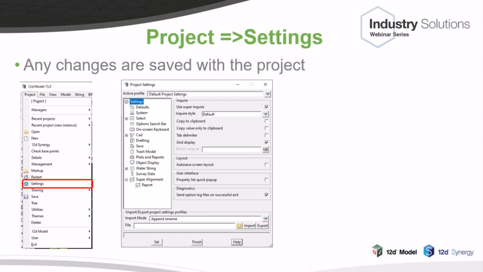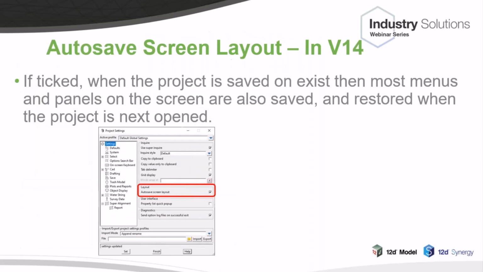There's one here that actually is in 14, but a lot of people don't know about it. And this is auto screen layout. If that's ticked on, when you've got 12D model open and you've got a number of menus and panels and things on the screen, and you then do your save and do a restart, everything there will be restored. So you don't have to go and open everything again. I find that very useful when I'm going in and out of a project or have to leave it for a short time.